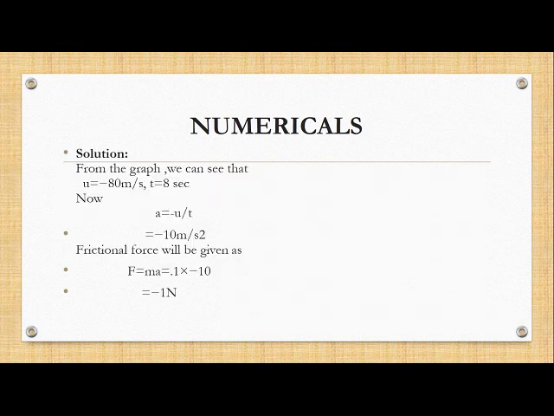So the acceleration comes out to be minus. Why minus? Because the value of v is 0. Okay, v minus u upon t. So v is 0, so it will be minus u upon t. So that comes out to be this much, and force is equal to mass into acceleration, and the force also comes out to be 1 Newton.